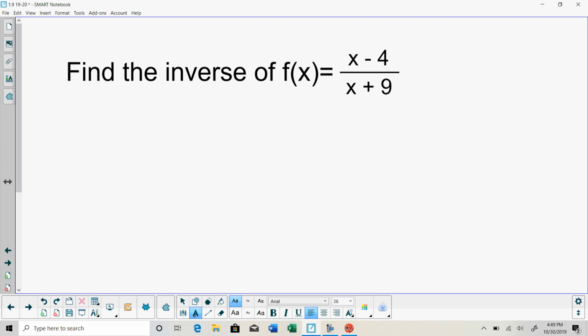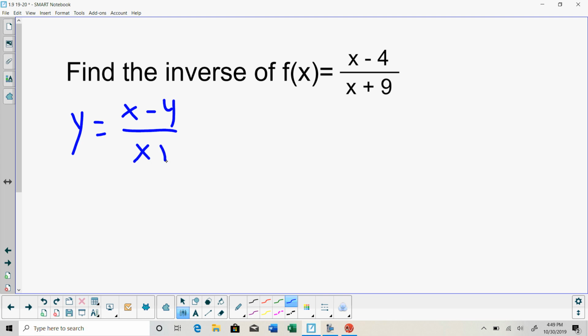Find the inverse of f of x equaling x minus 4 over x plus 9. We start by rewriting f of x as y. So I get y equals x minus 4 over x plus 9. By the way, we could graph this to make sure it's going to be a one-to-one function. Why bother trying to find an inverse if it's not going to be a function?